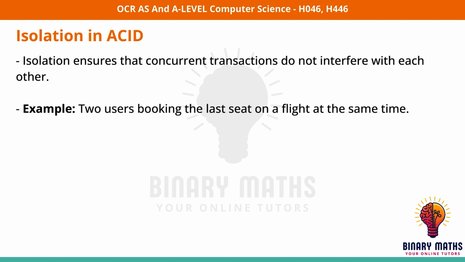Isolation ensures that concurrent transactions don't interfere with others. Imagine two people trying to book the last seat on a flight at the same time. Without isolation, both transactions might succeed, leading to overbooking. Isolation ensures that transactions are processed one at a time, as if they were happening sequentially. This prevents conflicts and ensures data integrity.